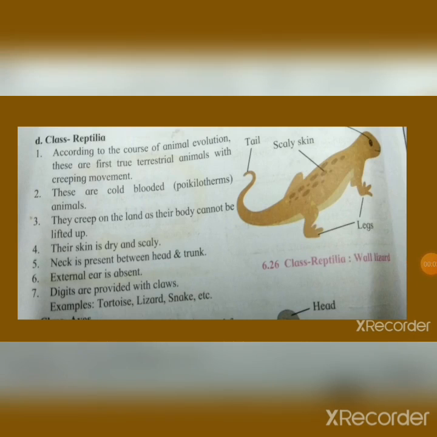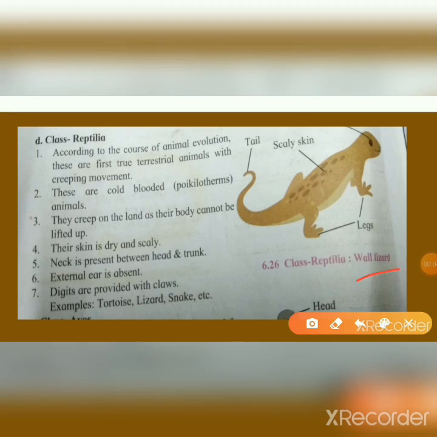Class Reptilia. Here is the wall lizard example. You can see eye here, legs here, scaly skin here and tail. According to the course of animal evolution, these are the first true terrestrial animals with creeping movements. These are cold-blooded poikilotherm animals. They creep on land as their body cannot be lifted up. The skin is dry and scaly. Neck is present between head and trunk. External ear is absent. Digits are provided with claws. Example, tortoise, lizard, snake, etc.